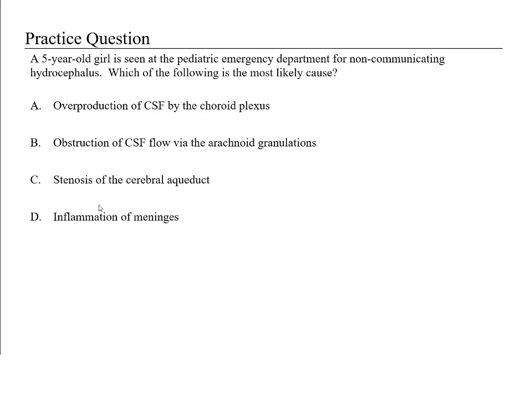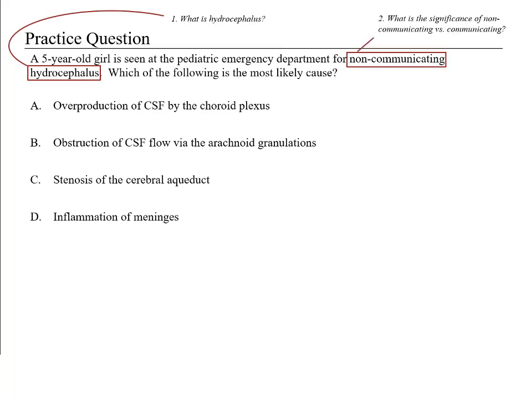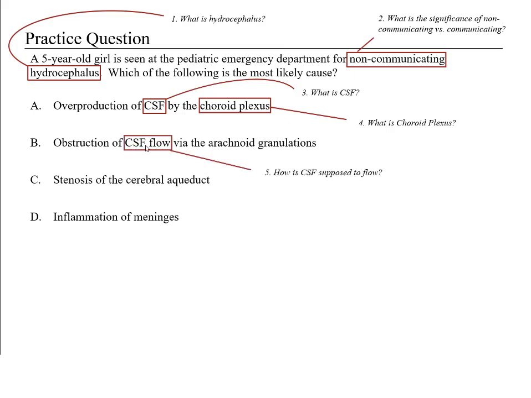To answer this question, there's a lot of things that we need to know and many terms that we need to understand. So the first thing that we need to know is, what is hydrocephalus? We'll talk about that in this lecture. And what's the significance of non-communicating versus communicating? So we'll cover that. And then in these answer choices, overproduction of CSF by the choroid plexus. So what's CSF and what's the choroid plexus? And how is CSF supposed to flow if this answer choice says it's obstructed? So we need to know what the proper flow is, and then what these things called arachnoid granulations are.